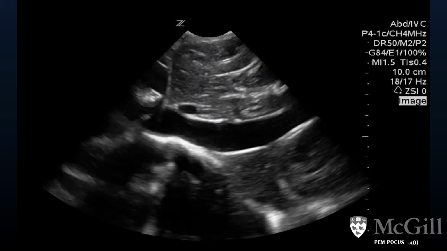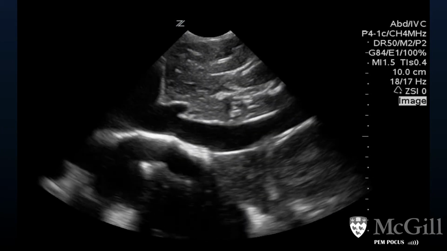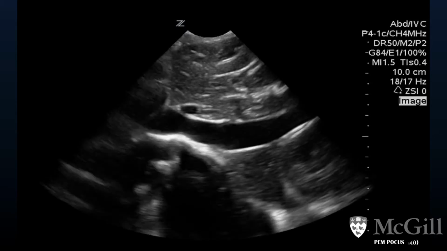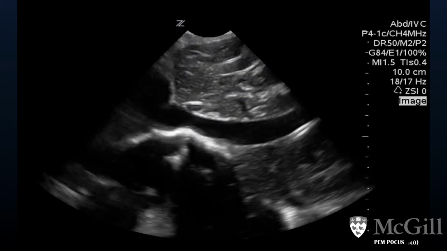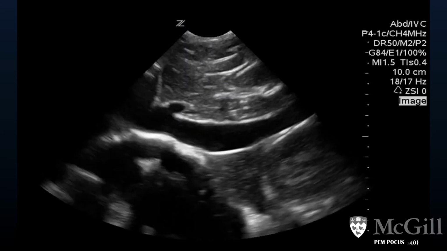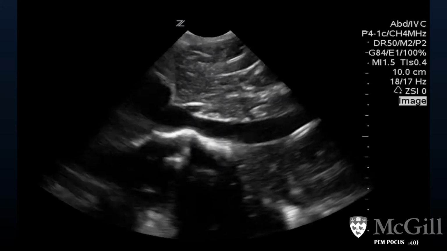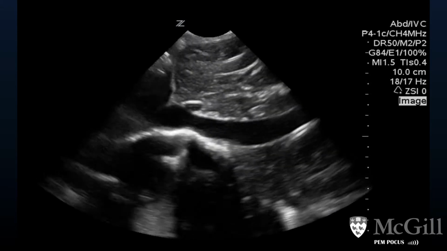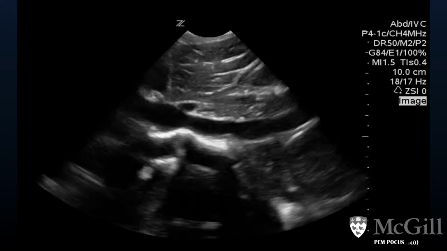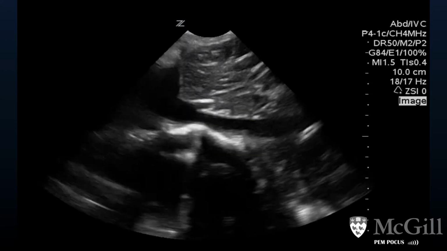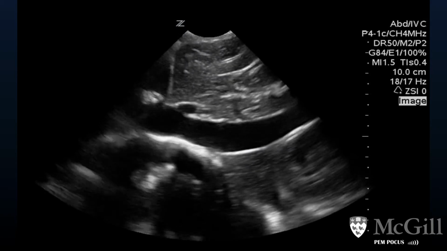Once the IVC is identified, the probe should be rotated over the IVC in the longitudinal plane. The marker should be oriented towards the patient's head. Visualization of the IVC connected to the right atrium is very important to distinguish it from the aorta. The size of the IVC will vary during the respiratory cycle. The size variation should be measured at 2 to 3 cm below the RA junction.